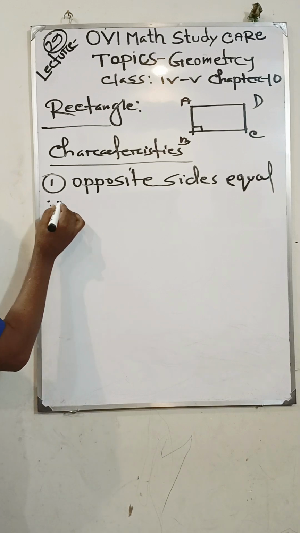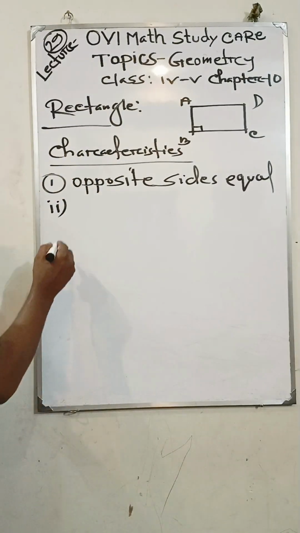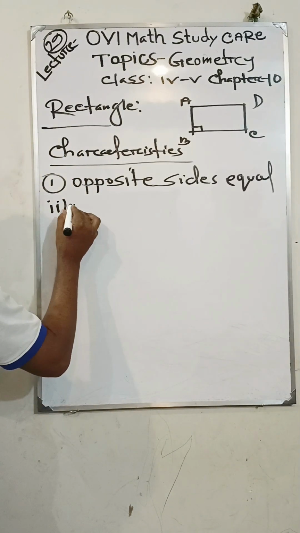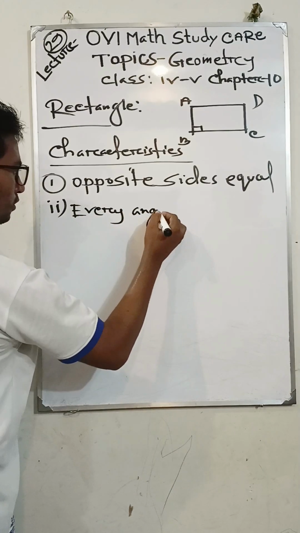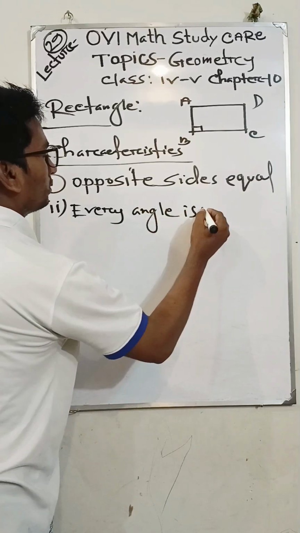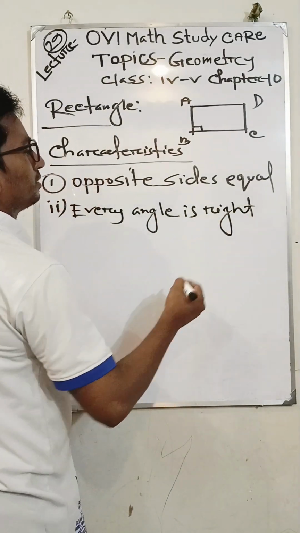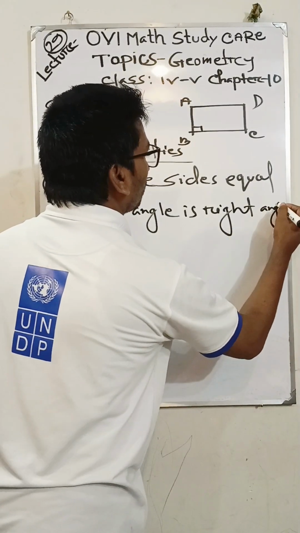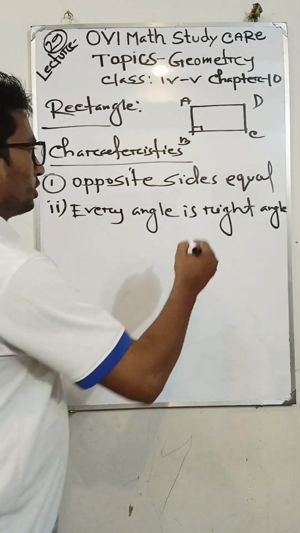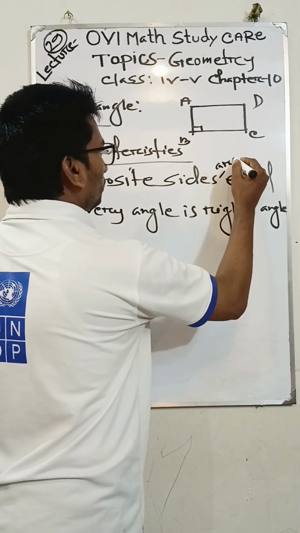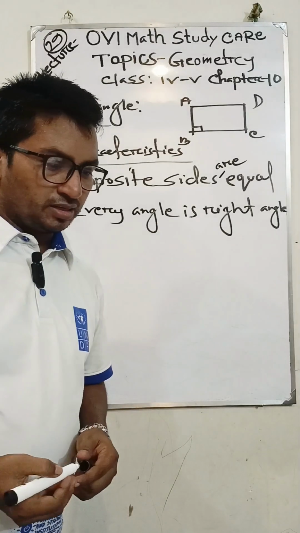Number 2, every angle is a right angle. That means 90 degrees. Our first characteristic is opposite sides are equal. Second characteristic, every angle is a right angle.